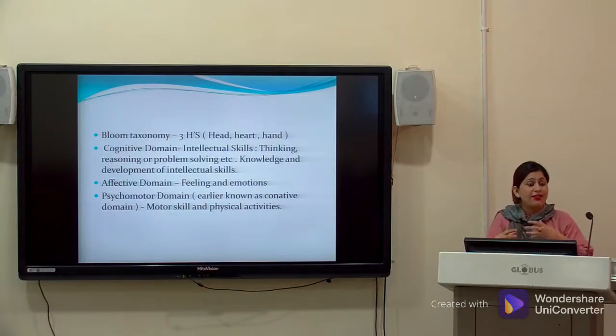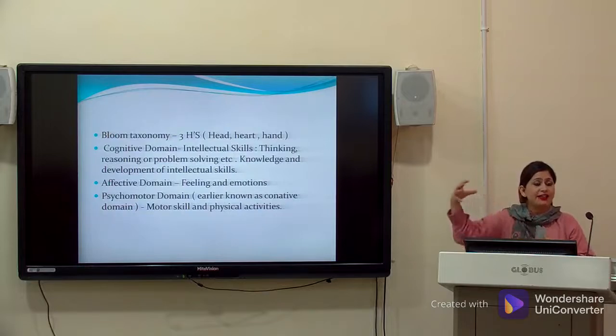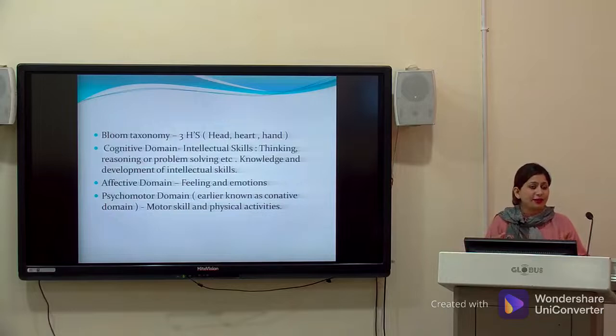At lower levels, we acquire knowledge, we acquire understanding, but when we reach a higher level, we create, we analyze, we synthesize, we evaluate. So in the cognitive domain, the objectives are linked with the head part, the thinking part, the reasoning part, the problem solving part, the creative part, knowledge and development of intellectual skills.